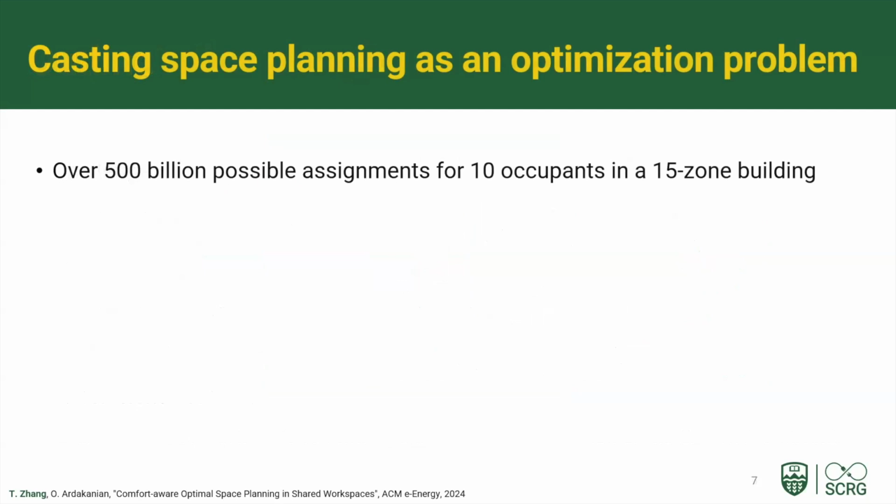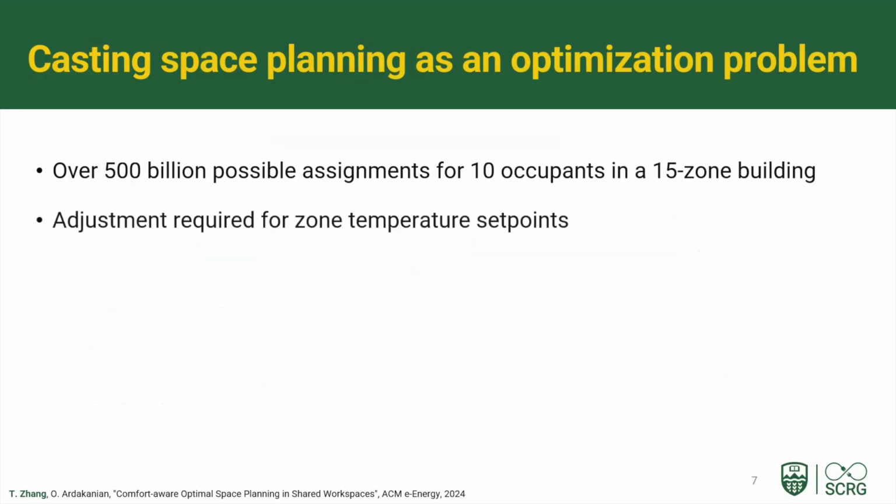So while relocating occupants is a feasible solution nowadays, developing an optimal assignment strategy remains a complex challenge. For example, in a 15-zone office building, there are over 500 billion possible ways to assign just 10 occupants. Additionally, determining the best temperature settings for each zone simultaneously with the occupant assignment adds another layer of complexity.